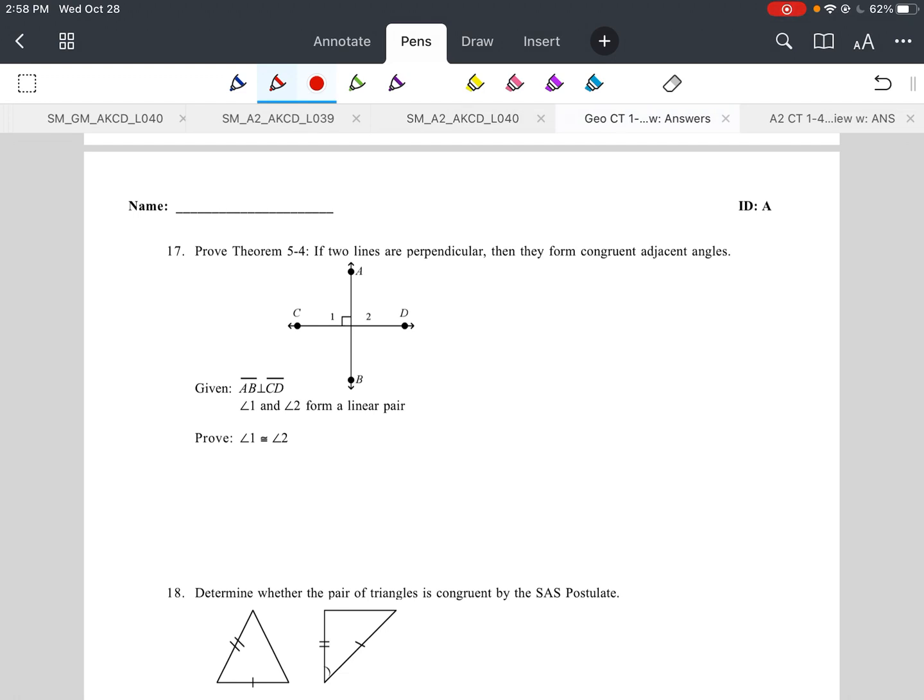All right, so we're going to go through our steps here. It doesn't say which way we have to prove it, so we're going to go ahead and do the things we like to do. It says if two lines are perpendicular, they form congruent adjacent angles. You are given that AB is perpendicular to CD, and that angles 1 and 2 form a linear pair.